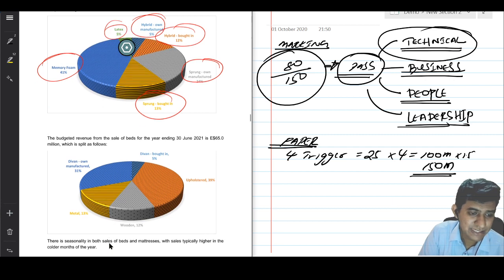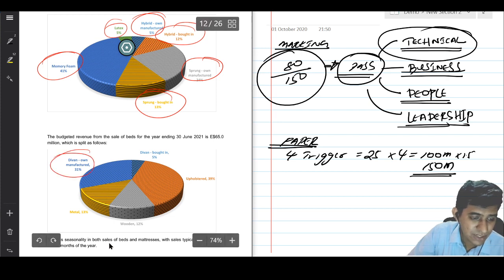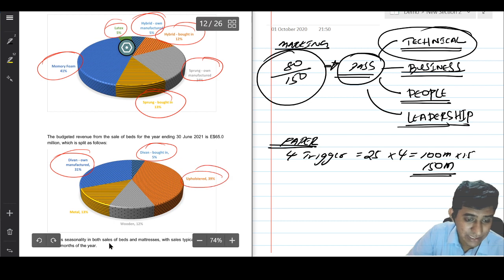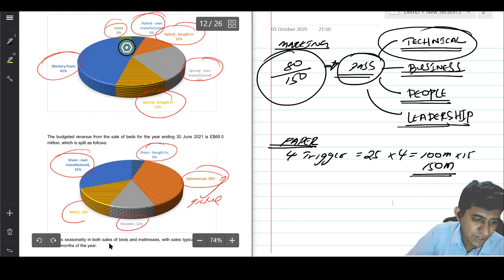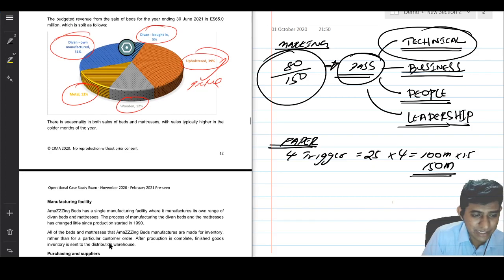And then students, budgeted revenue for sale of the beds is also given. So again students, if you observe, the divan own bed is the highest here. The divan bought-in is only 5%, upholstered is 39%. That is the bed which is given in the picture on the previous page, and the wooden bed is 12% and metal is 13%. So these are the segmental revenues they have given.